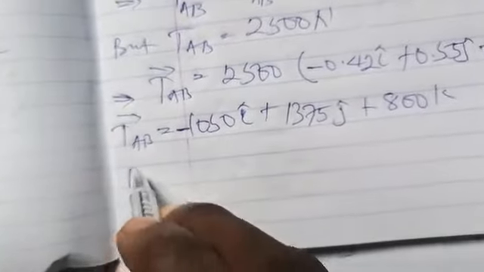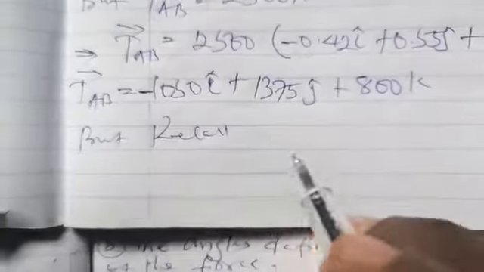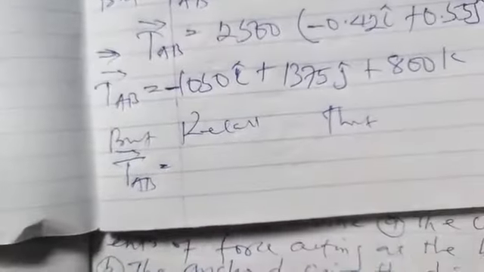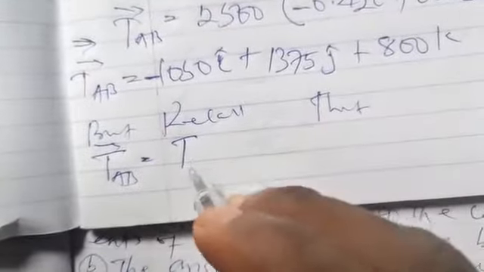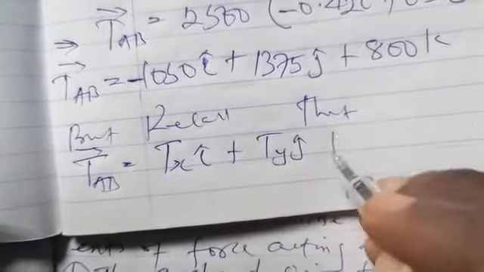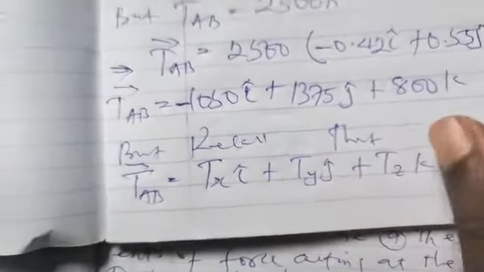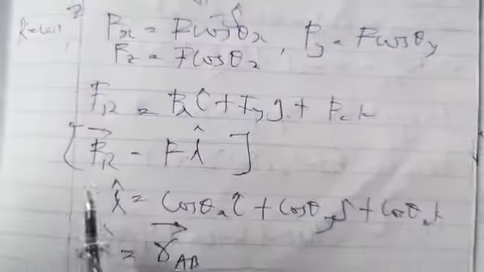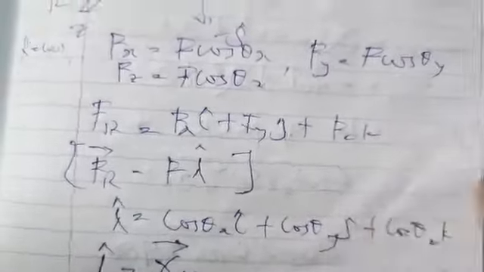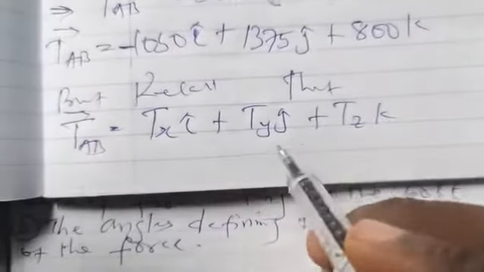But recall that the position vector of the tension in the cable is simply Txi plus Tyj plus Tzk in terms of tension. This is what we obtained when we were talking about the analysis of vectors earlier. We simply say that the position vector of the force is Fxi plus Fyj plus Fzk, so we can write that in terms of tension: the tension in the cable is Txi plus Tyj plus Tzk.